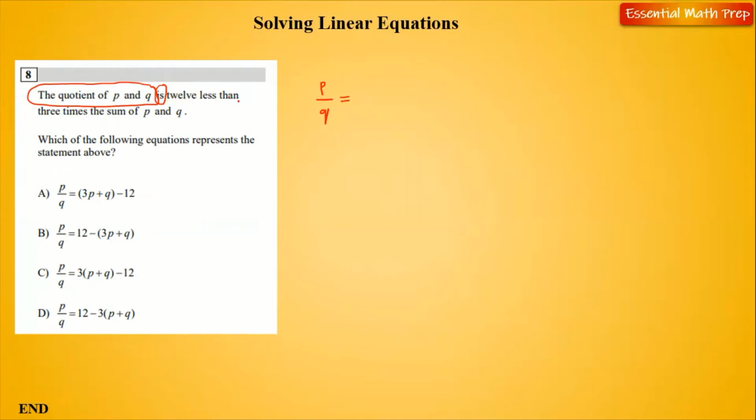It's 12 less than, so that means B can't be right and D can't be right. It can only be A or C because 12 less than means it's negative 12. It's 12 less than 3 times the sum of P and Q, right? So here it's 3 times the sum of P and Q, so 3 times (P plus Q) minus 12. So which one does it match? It matches this.